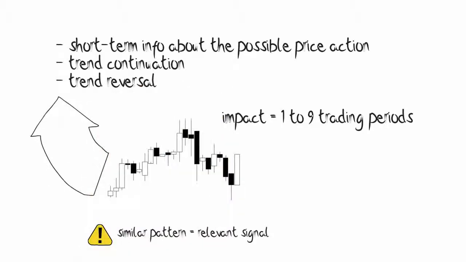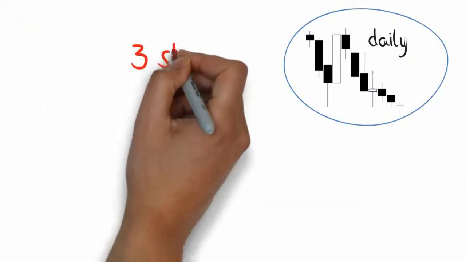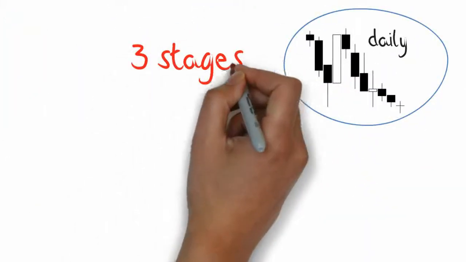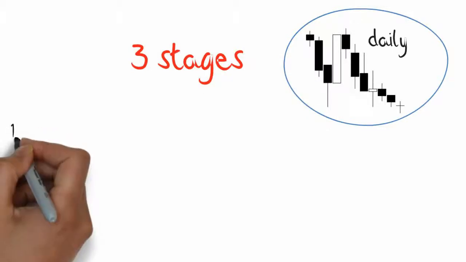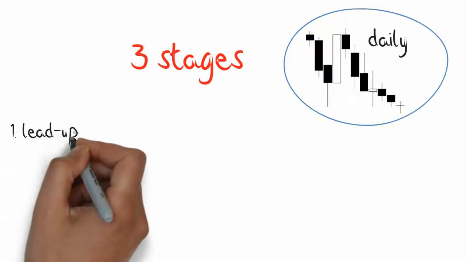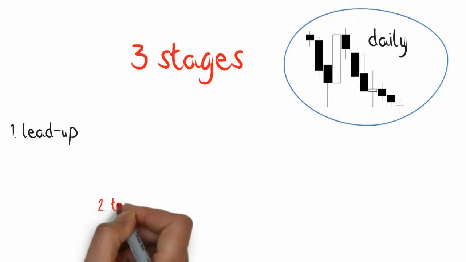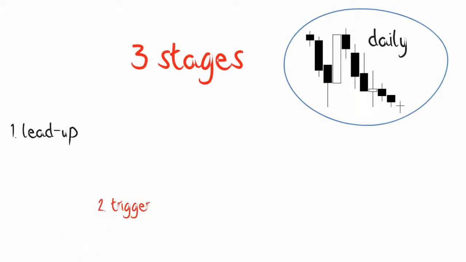The pattern formation typically has 3 stages, and all 3 need to be considered when assessing the strength of the pattern. And the 3 stages are the lead-up stage, the trigger, and the confirmation. And here is an example.